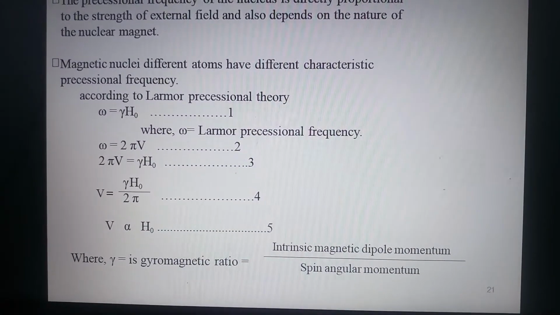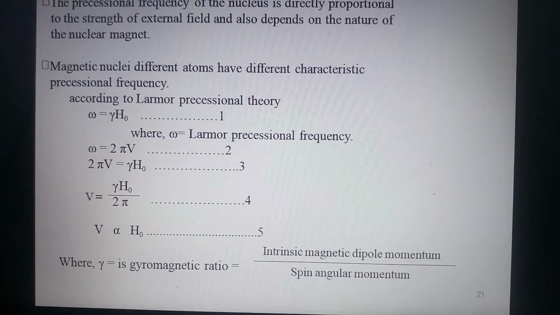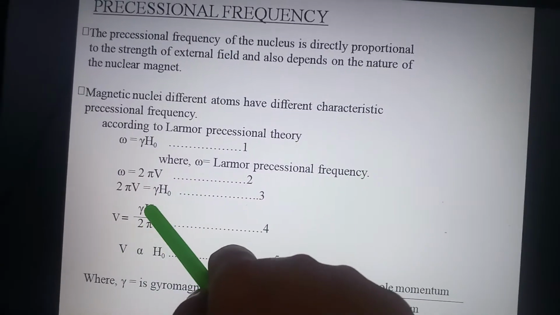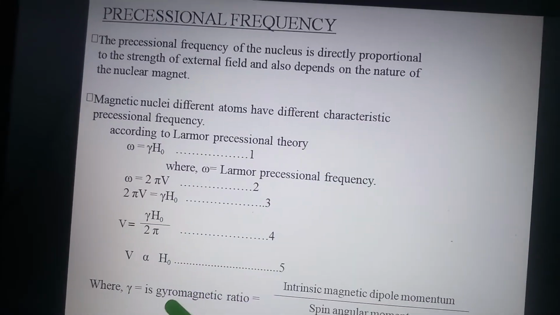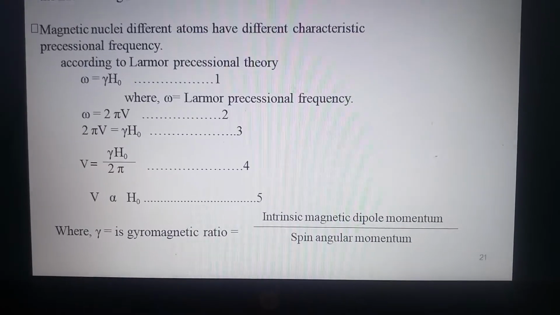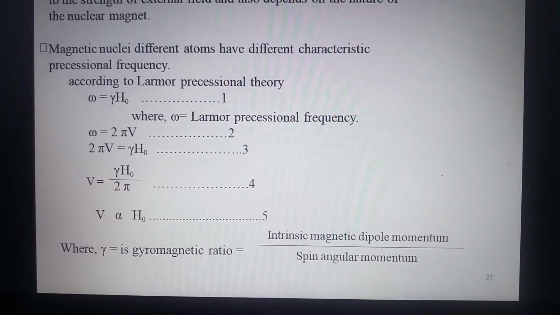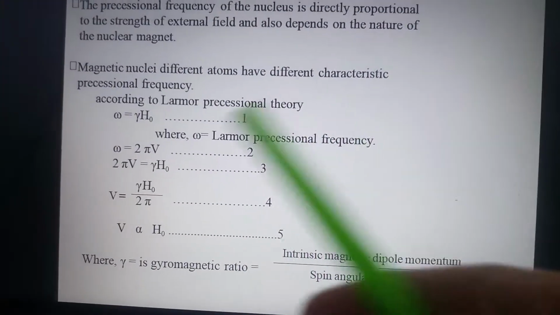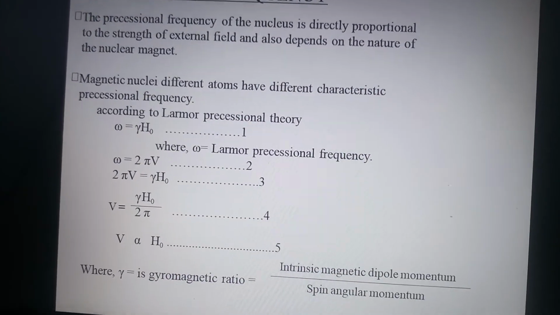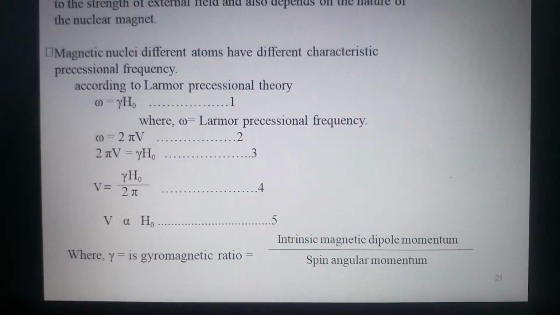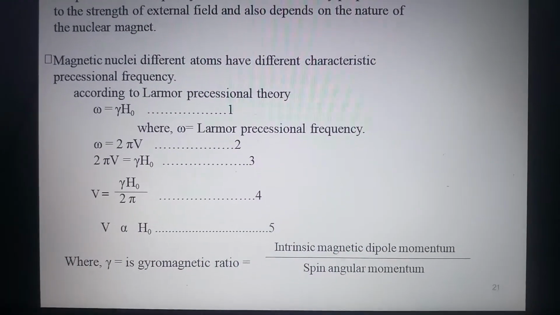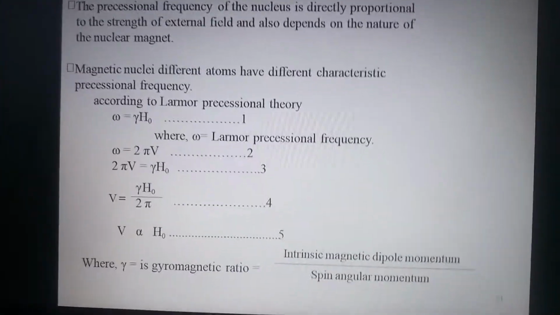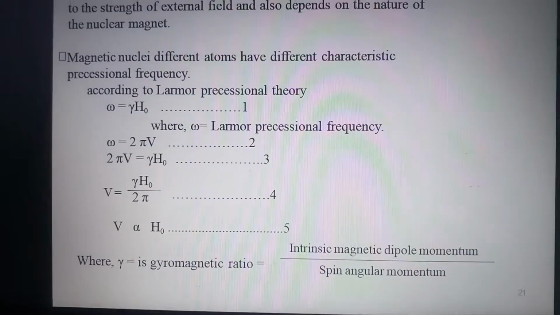And we know that omega is equal to 2 pi nu, so 2 pi nu is equal to gamma H0, and nu is equal to gamma H0 by 2 pi, where gamma is the gyromagnetic ratio, which is equal to intrinsic magnetic dipole moment by spin angular momentum. As gamma and 2 pi are fixed, then nu, that is precessional frequency, is directly proportional to the applied magnetic field H0.